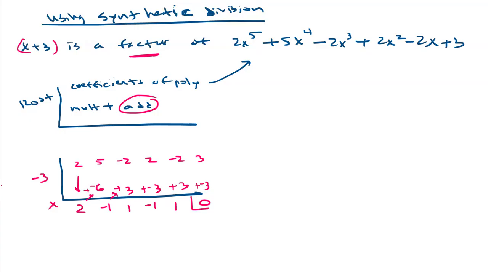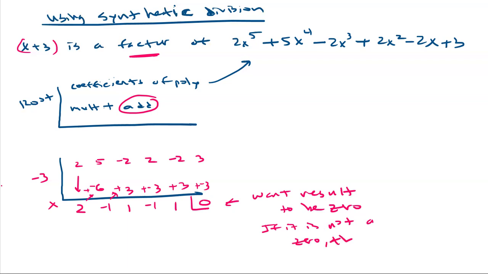Okay, so what does this mean? Well, this is what we want. We want the result to be 0 at the end. If it is not a 0, then it is not a root. So if we had a number here, like a 1, 3, 5, it doesn't matter. If it's not 0, then it's not a root.